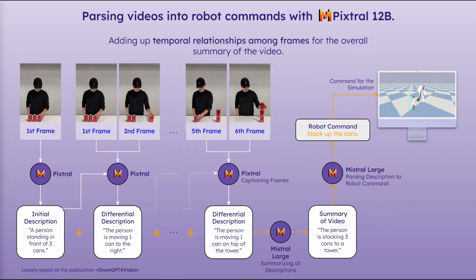Now comes the exciting part, generating a summary description of the video. Feeding all the keyframes into Pixtral in one go misses the temporal context. Instead, we focus on capturing the differences between consecutive frames. This way, we build a cohesive and sequential summary of the video, with each step logically following the last. And voila, the final robot command is ready to be sent to the simulation.